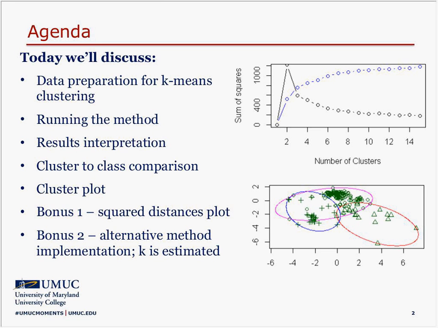agenda. So we're going to discuss the data pre-processing, data preparation for the k-means clustering method. We're going to be running the method. We're going to be doing results interpretation, and we're going to do cluster-to-class comparison, and we're going to plot the clusters, and I'm going to be nice to you. The first bonus is going to be how to plot the square distances. The first plot is over here, right?